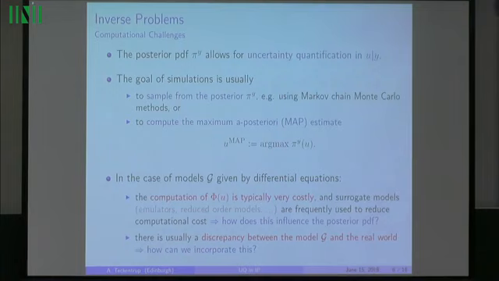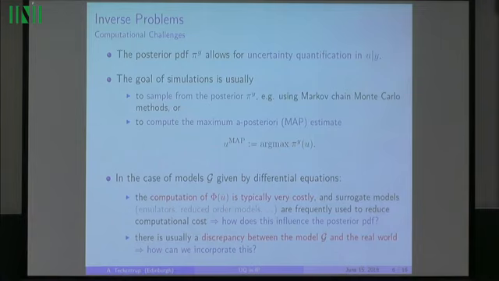And then another important aspect is what we call model discrepancy or model bias. So typically the data y is usually real world data, and so there's going to be this discrepancy between the mathematical model G that we have, our differential equation model, and the real world, and then there's a question of how you can incorporate this into the analysis.